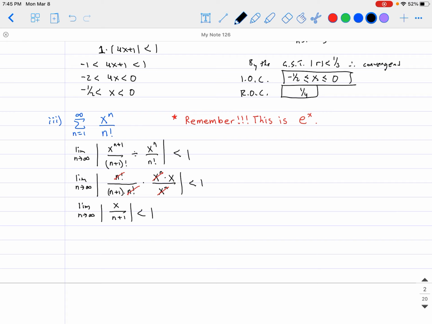Now this is the part that's actually very interesting, because normally I would extract out the x. But regardless of whether I extract out the x or not, as n approaches infinity, the limit of this is going to be equal to 0, because the bottom is getting bigger and bigger regardless of what x is, and 0 is always less than 1. So it doesn't matter what values of x you use, this is always going to be true. Therefore, my interval of convergence is all real numbers, because there's no restriction that we can solve for x like we did in the first case.